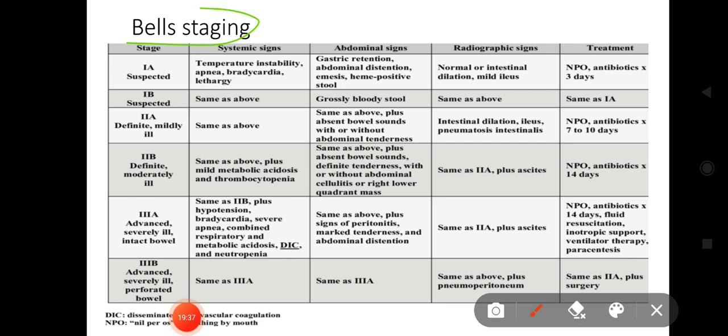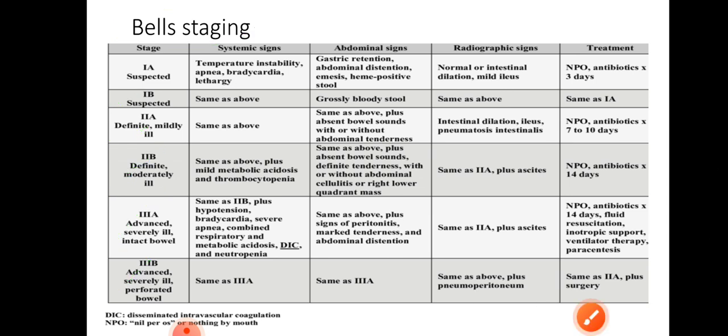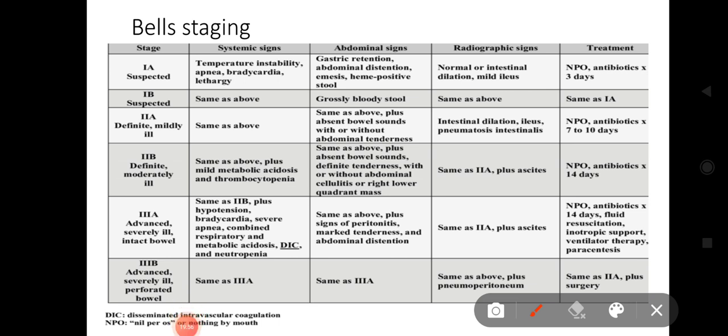Now Bell's staging, modified Bell's criteria: stage 1A suspected, 1B suspected, 2A definite mildly ill, 2B definite moderately ill, 3A advanced severely ill, and 3B advanced severely ill with perforated bowel. Now go through this table, keeping in mind how an MCQ can be framed. An MCQ can be framed like this: which of the following categories of Bell's staging comes under definite NEC? Options will be 1A, 1B, 2A, all of the above. So the answer will be 2A. From stage 2A onwards it's definite, and then 3A and 3B are advanced.